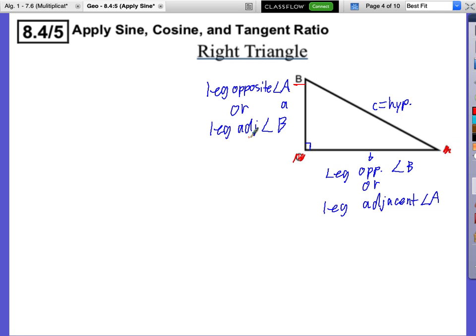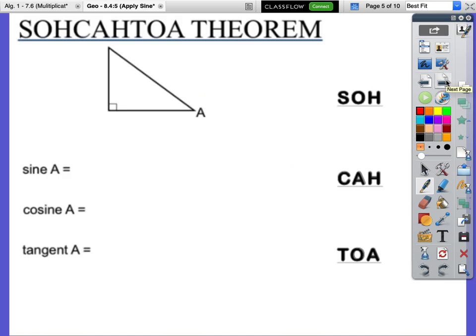What is this leg here on the left compared to angle B? Adjacent, not opposite, it's next to it. And what's this leg compared to angle B? It's opposite, not adjacent, it's across from it, not touching. And C is still the hypotenuse no matter what, correct? Okay, so if we go right below this, you see this in your notes. Everything that's up here right now is in your notes.